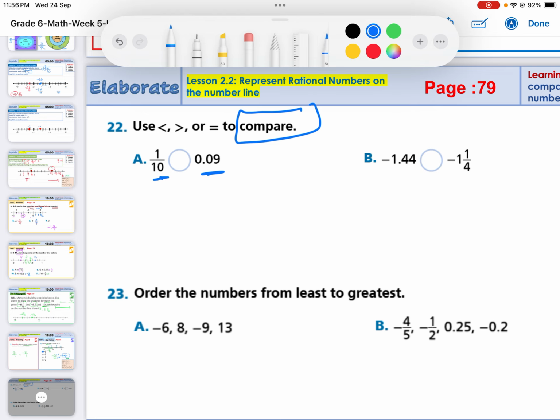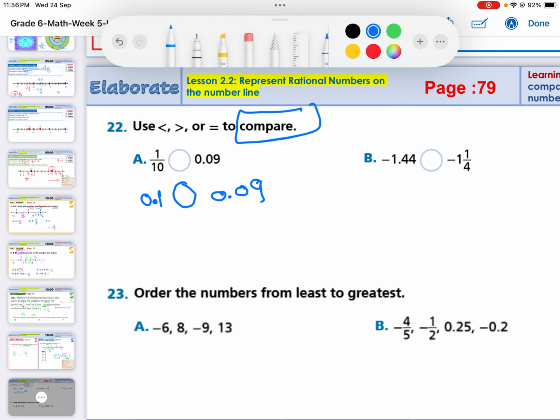Okay, guys? The easiest way here, I always prefer decimals. So 1/10, how do you write it as a decimal? You can do long division, but we all know 1/10, it's the same as what? 0.1. This is a basic that you studied since grade 4. And here I'm going to keep it the same. And now I'm going to compare.